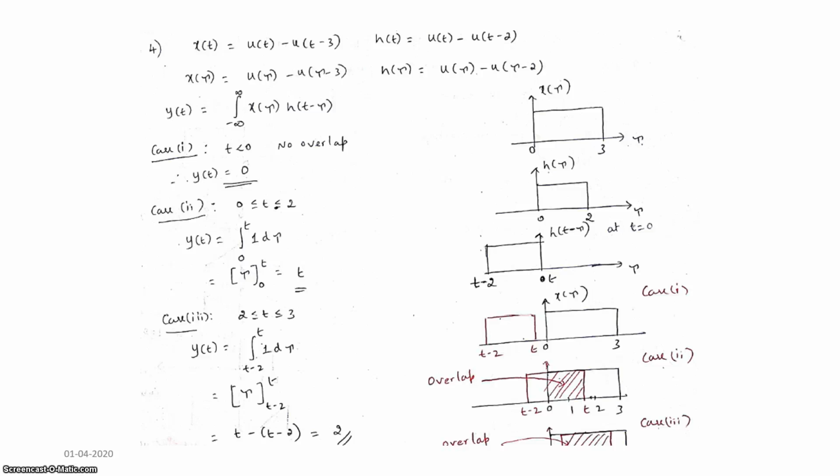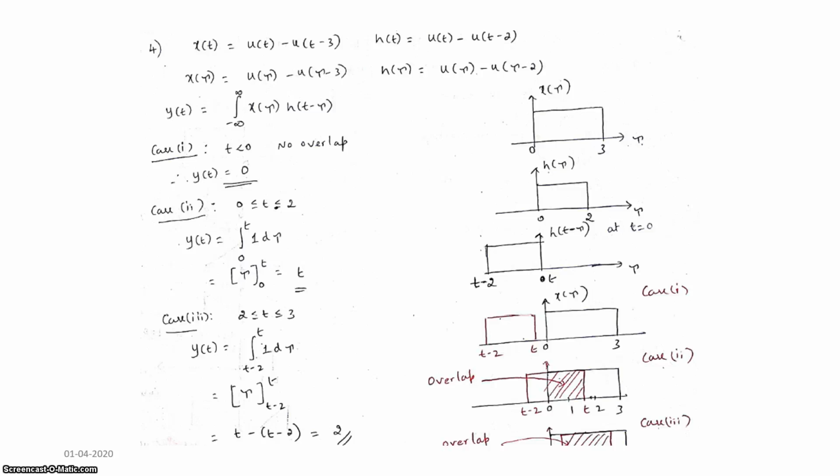If I subtract u of t and u of t minus 3, I'll get a rectangular pulse. The duration is from 0 to 3. The width of the signal is 3. Similarly, if I draw h of tau, that is u of t minus u of t minus 2, and again if I subtract the two signals, I get a rectangular pulse from 0 to 2 with the amplitude 1.